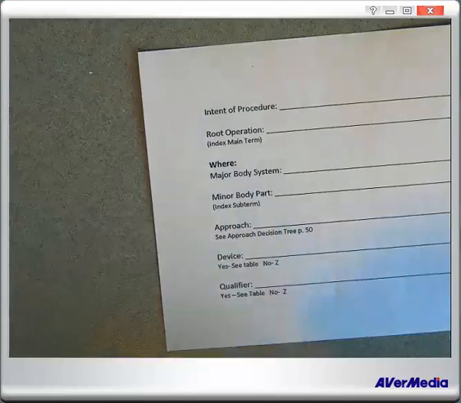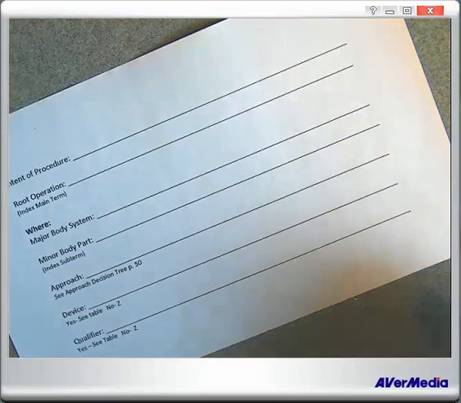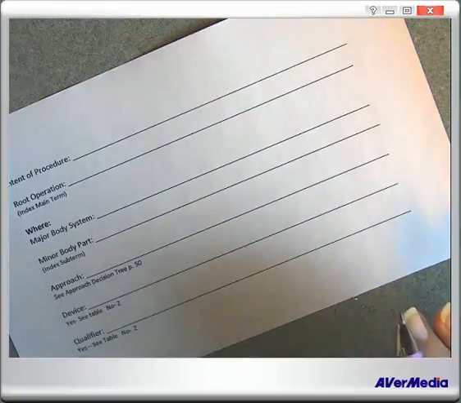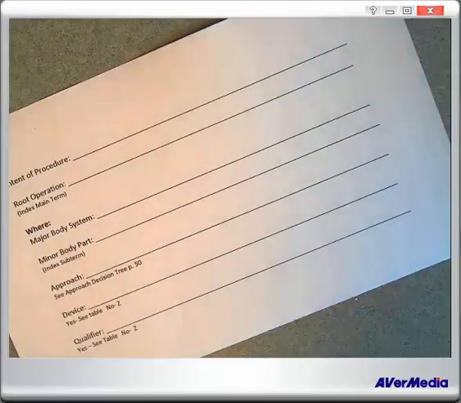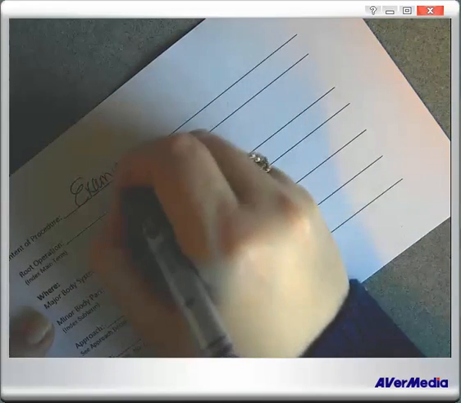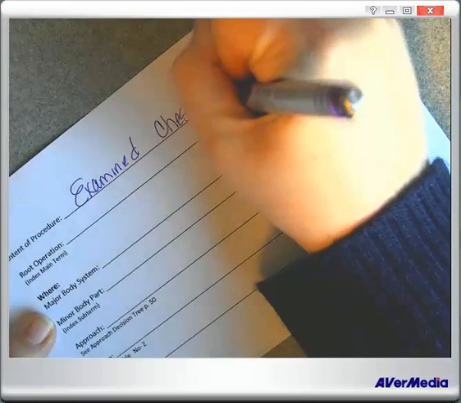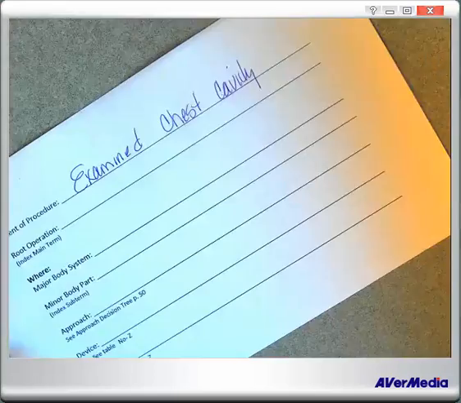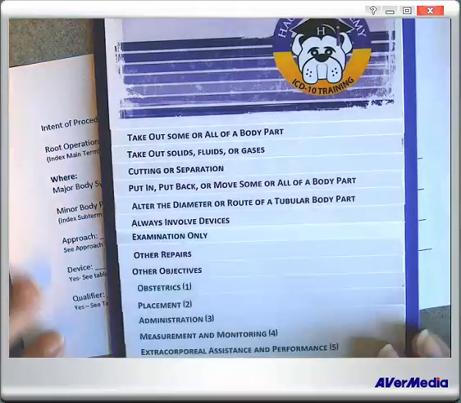So, all we did at this point, the intent of our procedure originally was to do an aortic valve replacement. However, we didn't. All we did was something exploratory. We explored or examined the chest cavity, right? That's all we did.